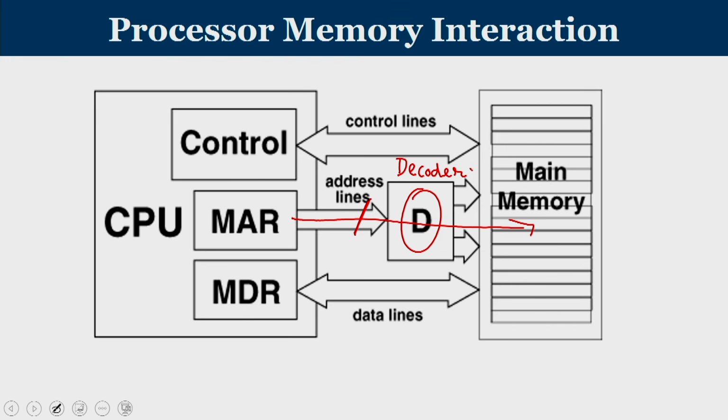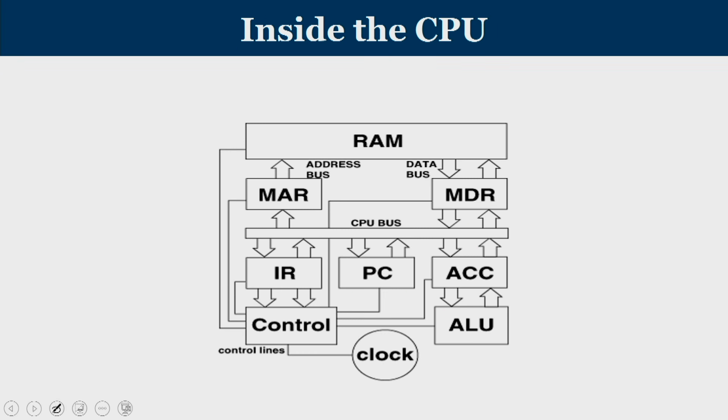So generally a decoder has n inputs and 2 power n outputs. Based on the n inputs, one of the 2 power n outputs is uniquely chosen, and the memory data register interfaces with main memory through the data bus, which is also known as data lines. When you look deep into the CPU, you can see that all the important registers that we discussed are already shown here, and the whole thing is controlled by a clock signal.